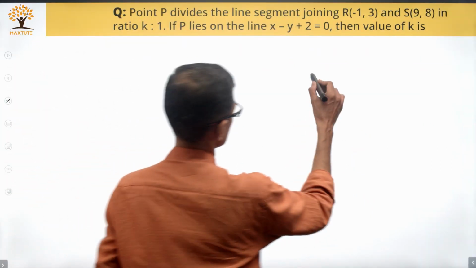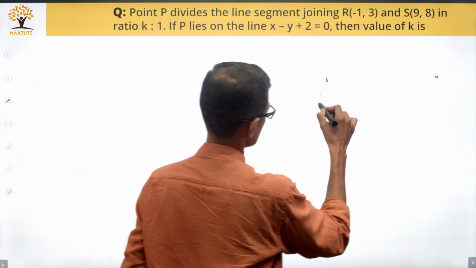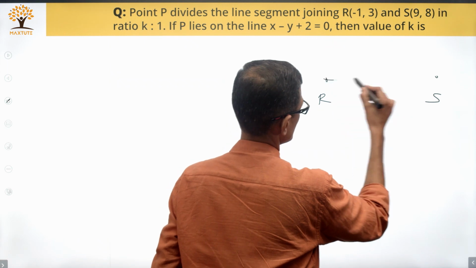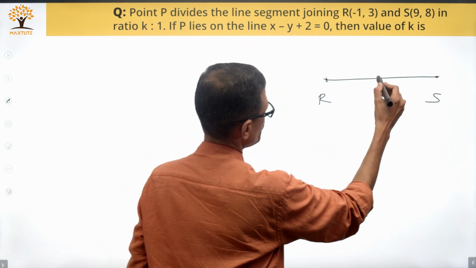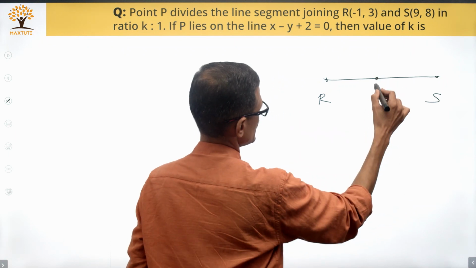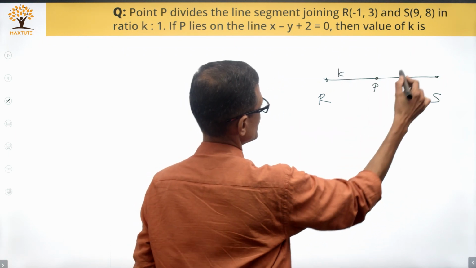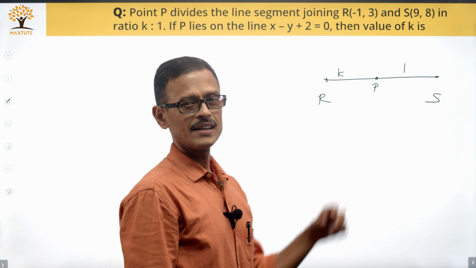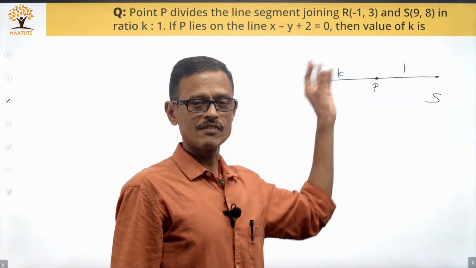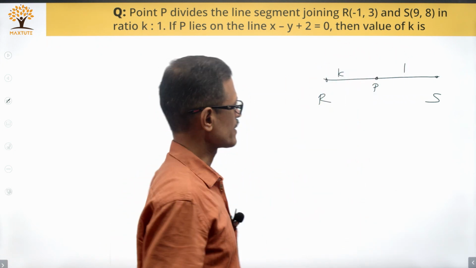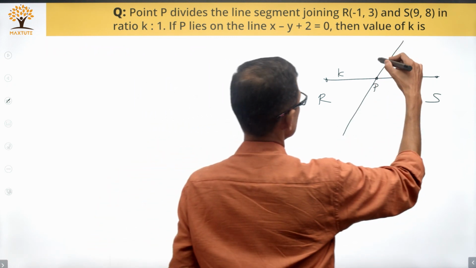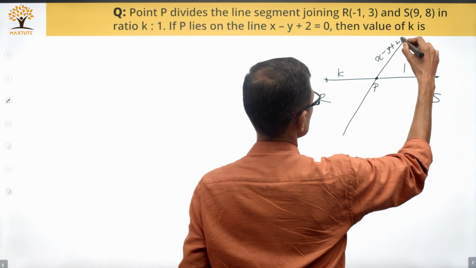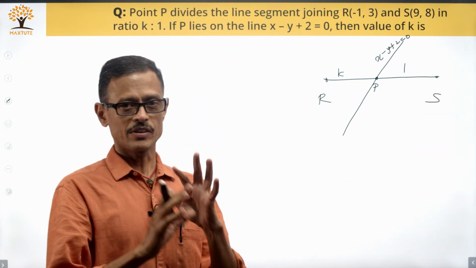Quickly mark this, let's say this is point R, this is point S, coordinates we can write later. We have a line which is x minus y plus 2. Now point P, let's pick this point P somewhere here, it is dividing this line segment in the ratio k is to 1. It could be 5 by 3 is to 1, 7 by 9 is to 1, some ratio. And this point P also lies on this line x minus y plus 2 is equal to 0. This is the information that we have.